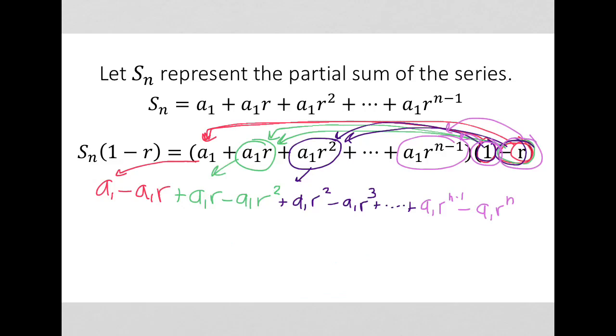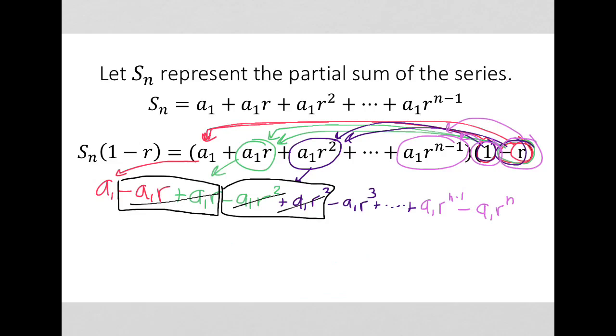And notice what's happening here. In each instance, I have a bunch of terms that can cancel. My a sub 1 times r will cancel with that negative a sub 1 times r, so those are gone. And then my next term, my negative a sub 1 r squared, will cancel with my positive a sub 1 r squared. So that's gone. And if I had listed a fourth term here, I would end up with a positive a sub 1 r cubed, so that would be gone.